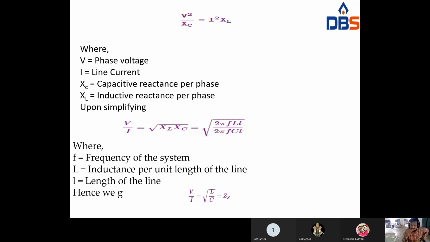Therefore, synchronous impedance ZS is equal to square root of XL into Xc. That is square root of 2 pi F L into 1 by 2 pi F C, which is square root of 2 pi F L divided by 2 pi F C. Cancel the 2 pi F on numerator and denominator. So the remaining term V by I is equal to ZS, that is nothing but the surge impedance of a transmission line, equal to the square root of L by C. Now this is the synchronous impedance.